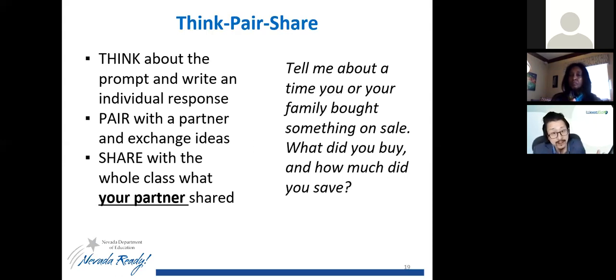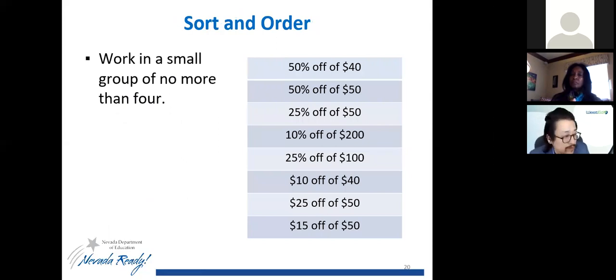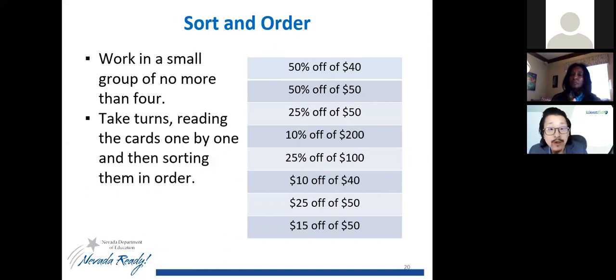Okay, so we've set the stage, and now we're going to narrow a little bit, because now we're going to introduce some of the more computational and numeracy-based ideas that you would want students to explore. So that might include the following task, where you have students work in groups of no more than 4. You provide them with a deck of cards that has many different discounts. You have the students take turns one by one, where they take a card out, they read the card out to the group, and then they try to sort these cards in order. So these cards are set up with 2 of the missing pieces that you need, right? Because you need the percent discount, you need the total amount, and you need the amount of the discount.